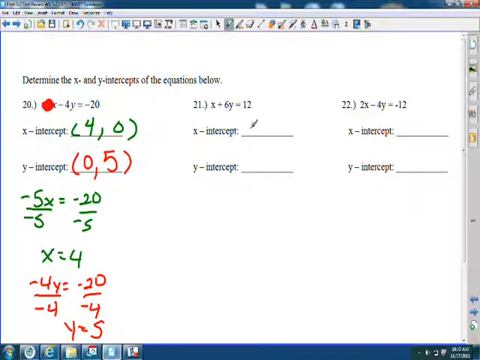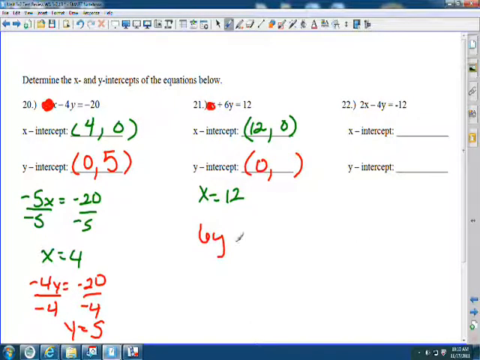The next one, the x-intercept, I know that my y number is 0, so I'm going to cover up the y. I have x equals 12. Well, that's easy. That's all I need to do. The y-intercept, I have an x number of 0, so I cover up the x. 6y equals 12. I divide by 6. Y equals 2.